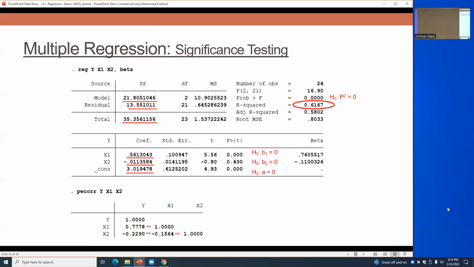Again, this is theta, right? Regression x1, x2, beta, all the same stuff all put together. Here's our pairwise correlations down at the bottom. Pretty easy to go through and pull those things up.